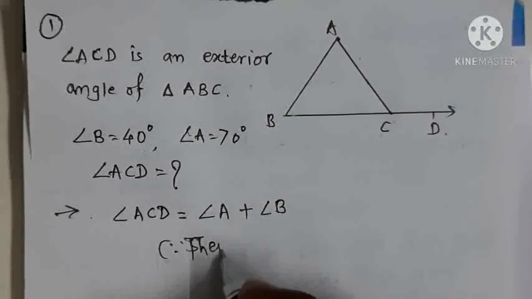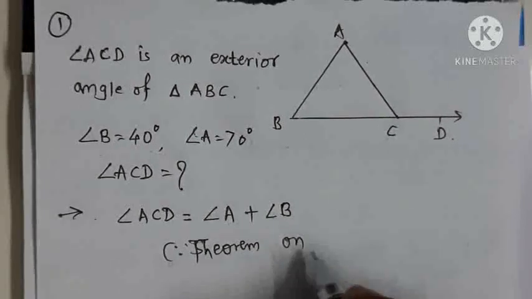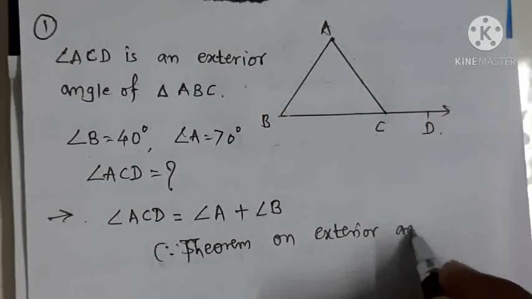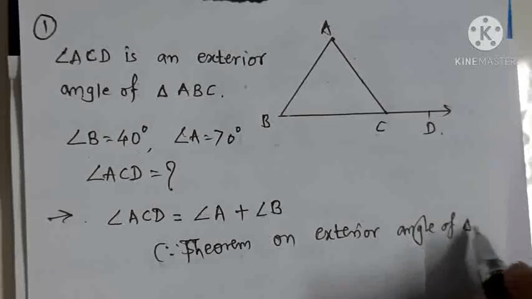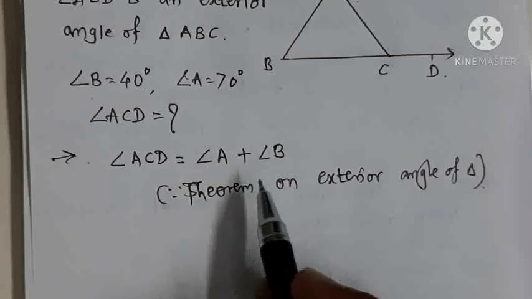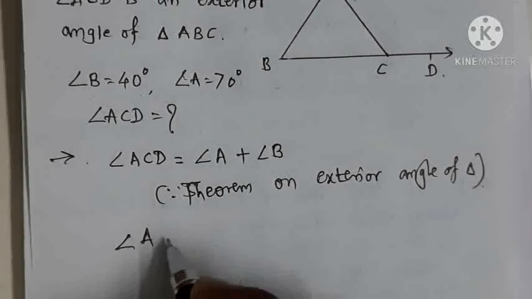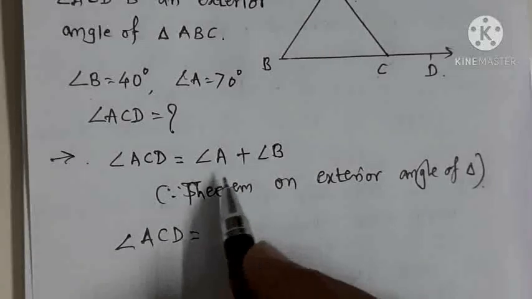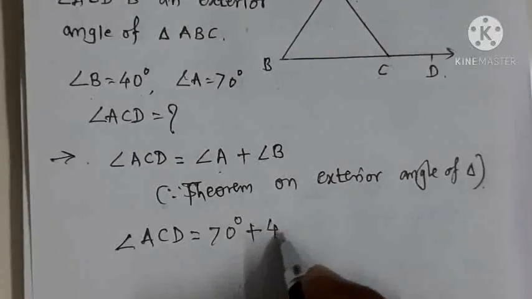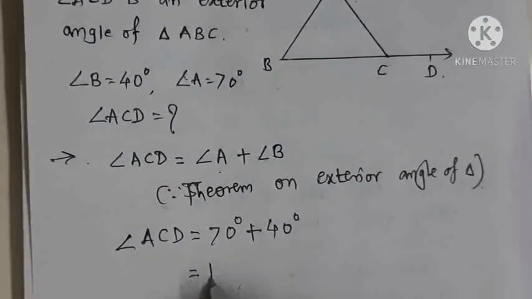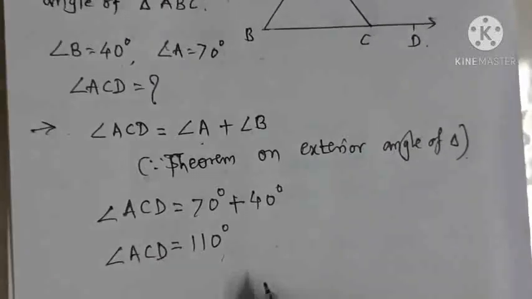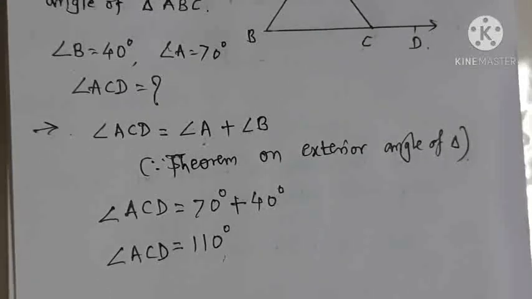because of the theorem on exterior angle of a triangle. Now put the values of angle A and angle B. Therefore, angle ACD is equal to angle A, that is 70 degrees, plus angle B, that is 40 degrees. Therefore, their sum is 110 degrees. Therefore, angle ACD is equal to 110 degrees. In this way, we solve the first example.